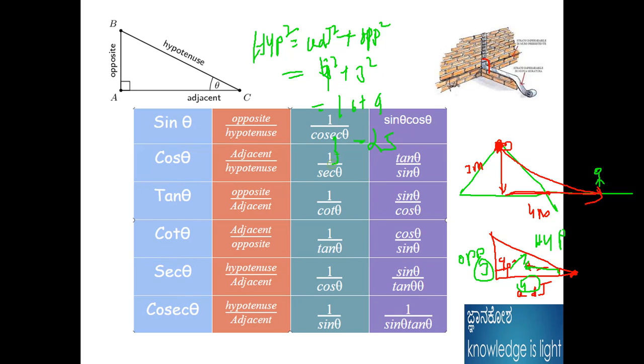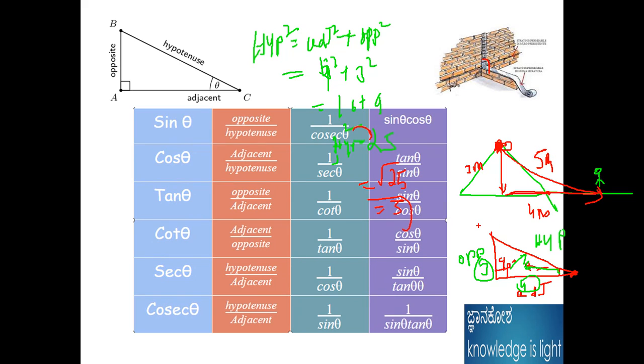Here it is the hypotenuse square. Shifting the square over, that is the square root of 25. The square root of 25 is 5, which is the answer. Therefore from here to there is a 5 meter distance.